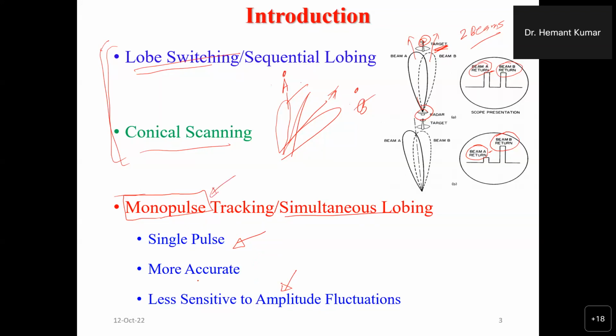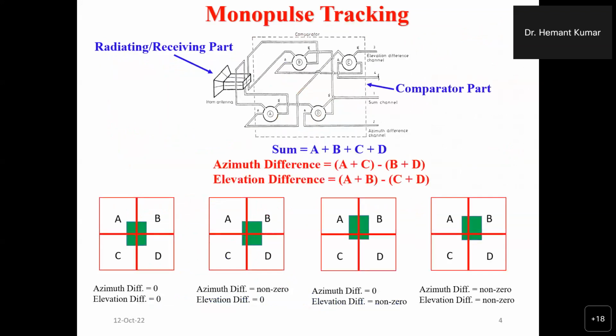Okay. So I'll just discuss the concept, how it works. So what is monopulse tracking? Monopulse tracking basically uses four similar antennas. Here, you can say, is the conventional block diagram of monopulse tracking. This is a horn antenna. In this horn antenna, there are four similar horns. We can name them A, B, C, and D.